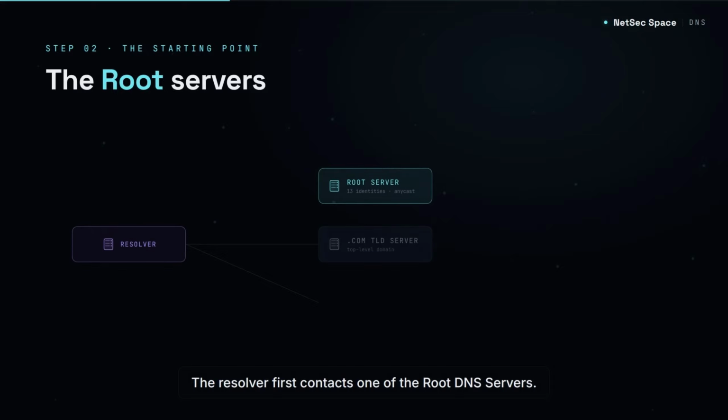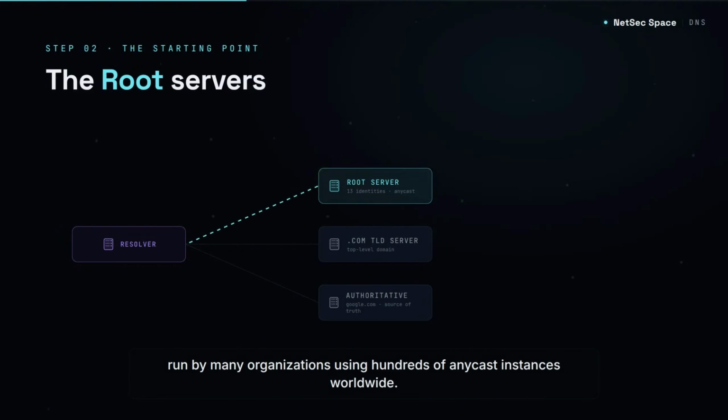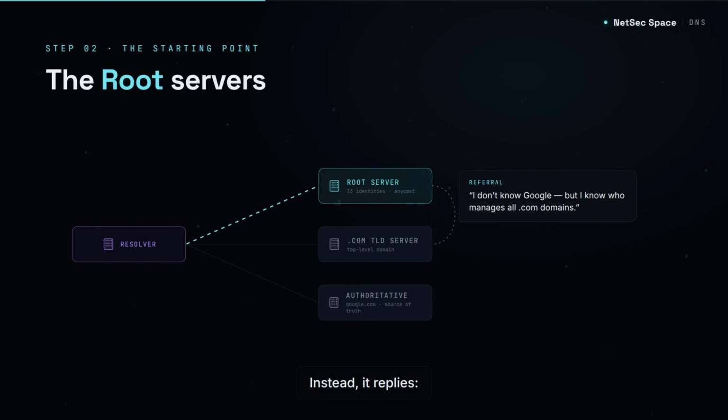The resolver first contacts one of the root DNS servers. There are only 13 logical root server identities, operated by multiple organizations around the world using hundreds of Anycast server instances for resilience and performance. The root server doesn't know Google's IP address. Instead, it replies, I don't know where Google is, but I know who manages all .com domains. It then points the resolver toward the .com top-level domain servers.